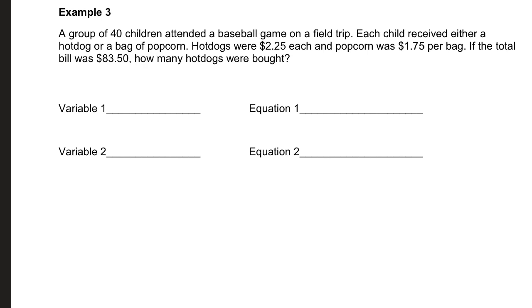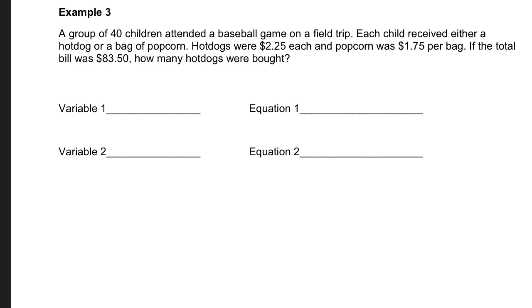All right, these are our 5153 word problems, day 2 notes. We're going to go to example number 3, and then we'll also do example number 4, and then that'll be it. So example number 3 says a group of 40 children attend a baseball game on a field trip.